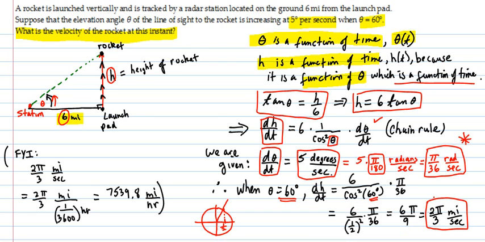And just for your information, if you wanted to know what miles per hour that was, a second would be 1/3600 hours. Do the algebra on that, it comes out 7,539.8 miles per hour.